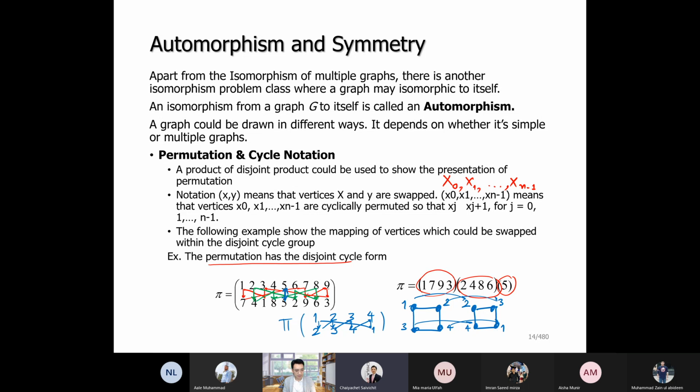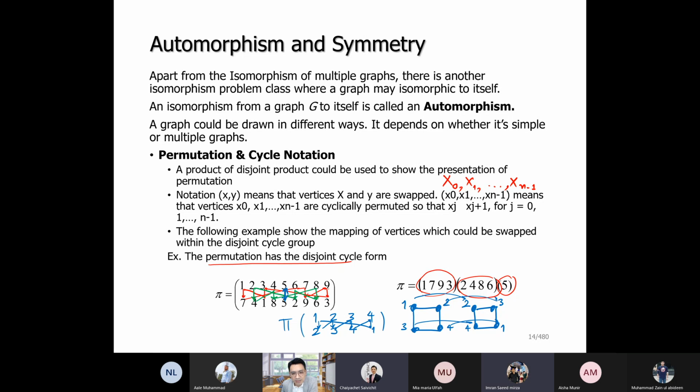So the left one is the original, and I want to change to another isomorphic graph that relabels the nodes. So we would have 1 to 2, 2 to 3, 3 to 4, and 4 to 1, and 1 back to 2, and again. This is one cycle in the relabeling, in the permutation.